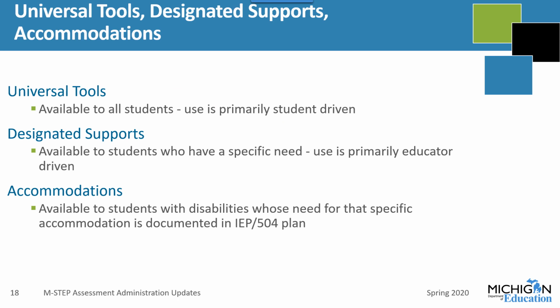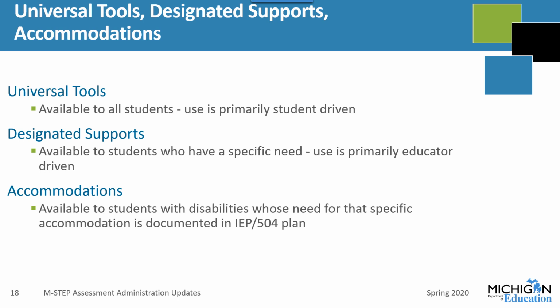First, when we speak about universal tools, these are tools that are available to all students. An example of this would be the highlighter. It's available on each item in the online test for all students, and schools are allowed to provide highlighters for paper pencil testers. Just make sure they're not using it on the answer document. So this is a tool for everyone. Students can use it if they find it helpful.